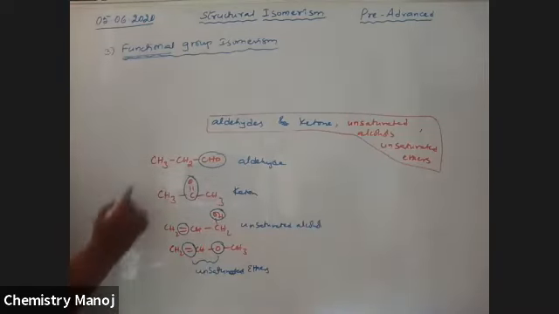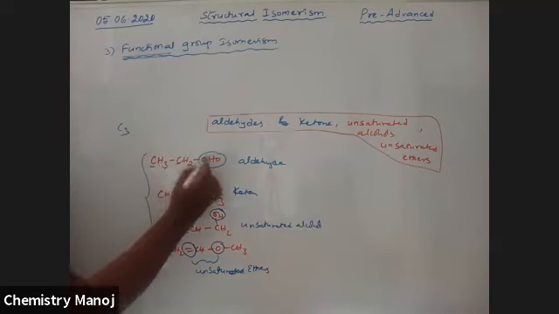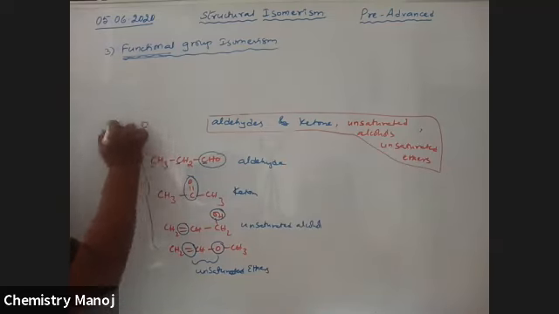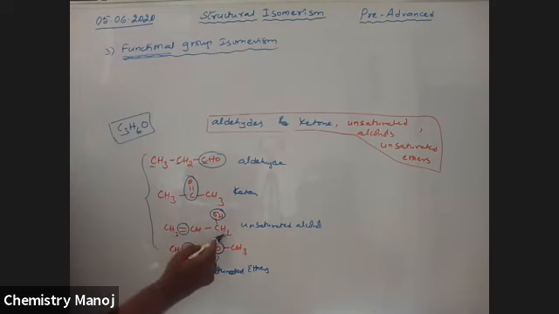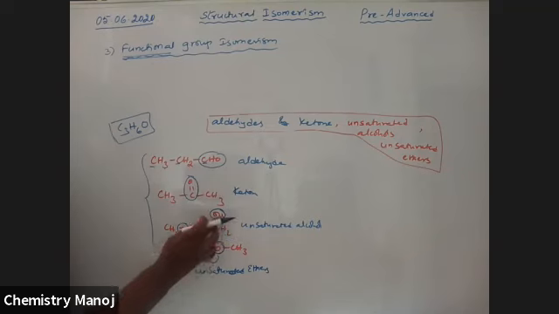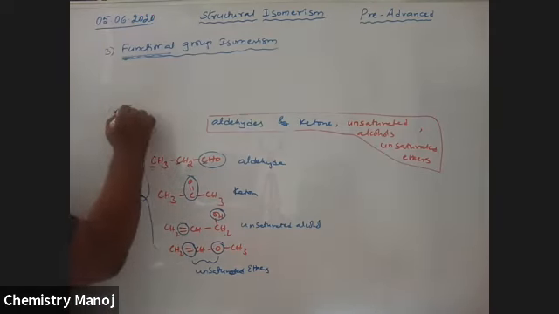See once again, in all these compounds, let us take how many carbons are there? 1, 2, 3, 3 carbons. Hydrogens, 3 plus 2 plus 1, 6 hydrogens, 1 oxygen. Check once again. 3 carbons, 6 hydrogens, 1 oxygen. Next, 3 carbons, 2 plus 1 plus 2 plus 1, 6 hydrogens, 1 oxygen. Next here, 3 plus 3, 6 hydrogens. So all these compounds have the same molecular formula.